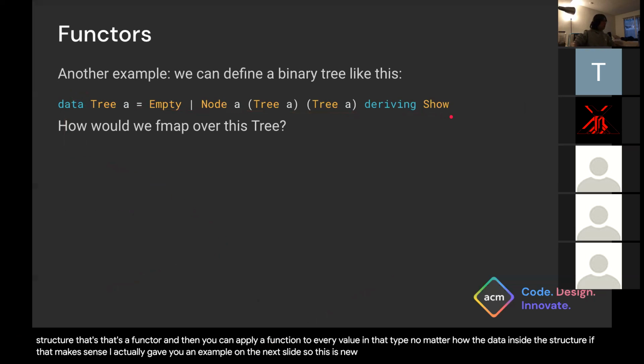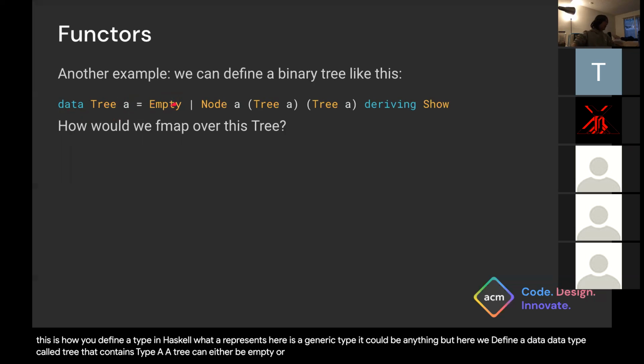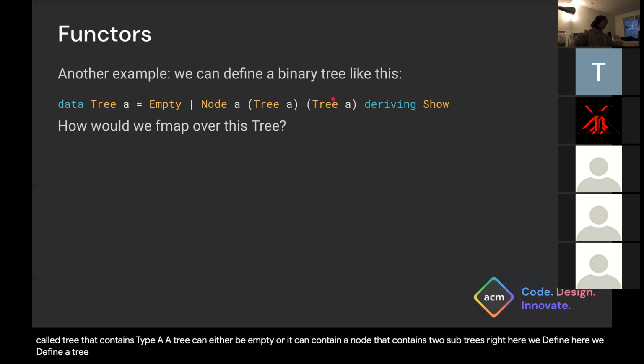This is new notation for, I think, most of you, so I'll go over this bit by bit. This is how you define a type in Haskell. What A represents here is a generic type. A can be anything. But here we define a data type called Tree that contains type A. A tree can either be empty, or it can contain a node that contains 2 subtrees, right? Here we define a tree recursively, but hopefully that makes sense to you.